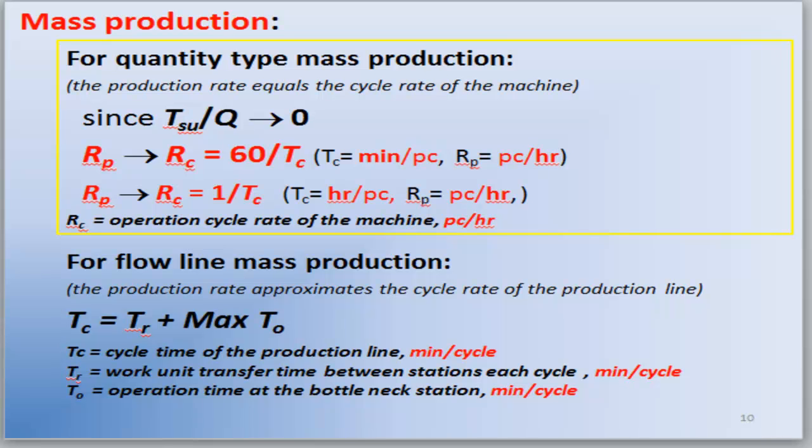For flow line mass production, it means there will be more than one work station in the production line. Therefore, each work station will have a different operation time. So we have to take the maximum operation time, maximum TO. We can find TC equal to TR plus maximum TO. Maximum TO means that we get it at the bottleneck station.